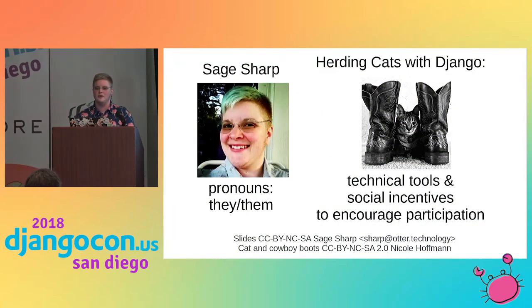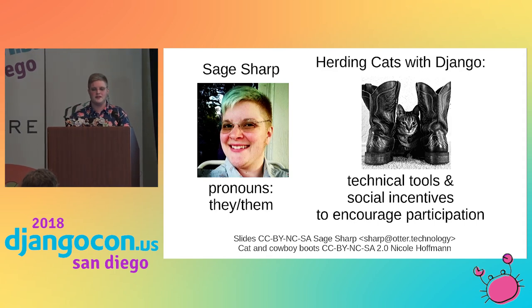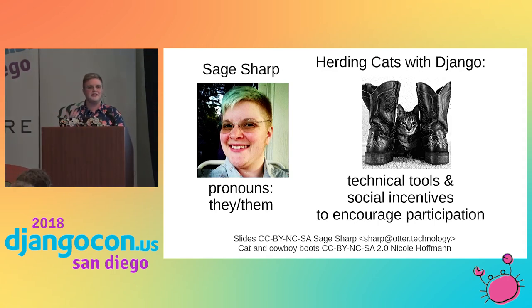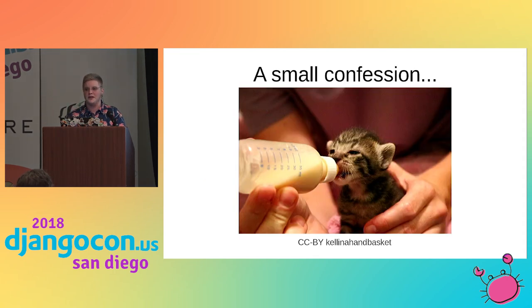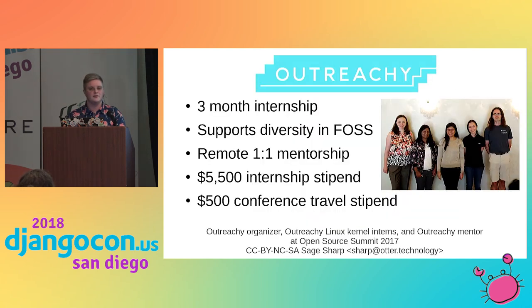I'm Sage Sharp. I use they/them pronouns, and this talk is Herding Cats with Django. So I actually have a small confession to make. I have only been using Django since December of last year, and that's when I decided to build Outreachy a new website. And so what is Outreachy?